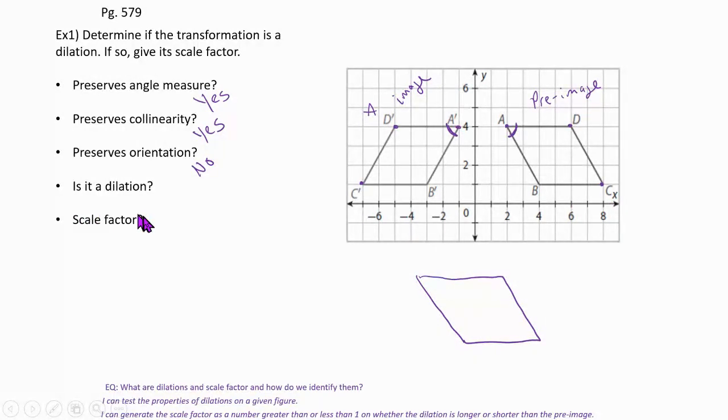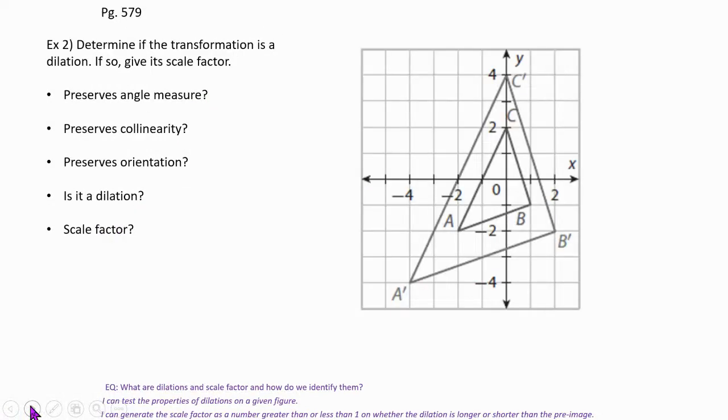All right, so since this one failed, since the orientation is not preserved, is it a dilation? No. And since it's not a dilation, you can't state the scale factor. Okay, so hopefully you see that it has to have all three of these things in order to be a dilation. All right, so let's do another example.